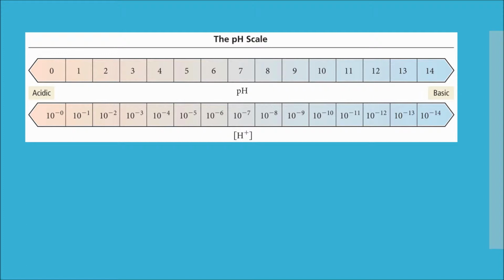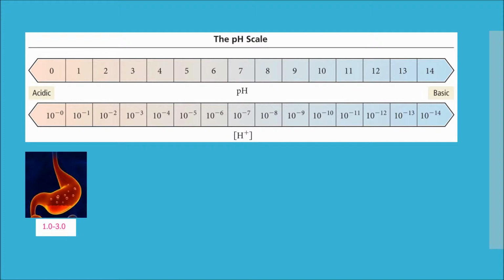The pH scale is a measure of acidity or basicity, and the normal range of the pH scale is from 0 to 14, where a pH of 0 is equivalent to a 1 molar solution of HCl, whereas a pH of 14 is equal to 1 molar sodium hydroxide.